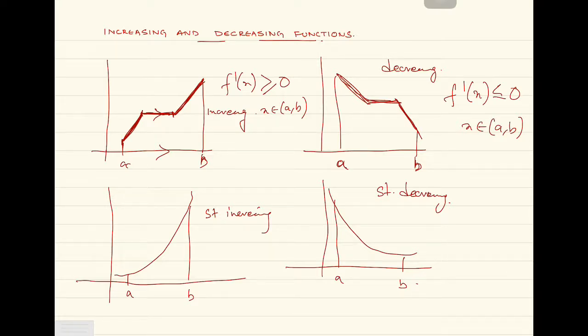Remember that between any 2 points a comma b, for it to become only decreasing, it should be less than or equal to 0. Whereas for strictly increasing, if you check, there is no such point where the tangent is parallel to x-axis. The tangent will always be greater than 0. That's why whenever the condition strictly increasing comes, we write f dash x is always greater than 0. There is no way that the derivative will be equal to 0, because equal to 0 would mean parallel to x-axis.